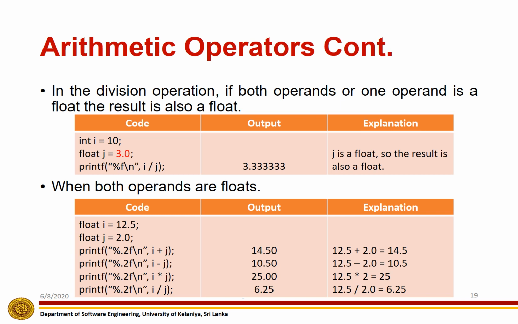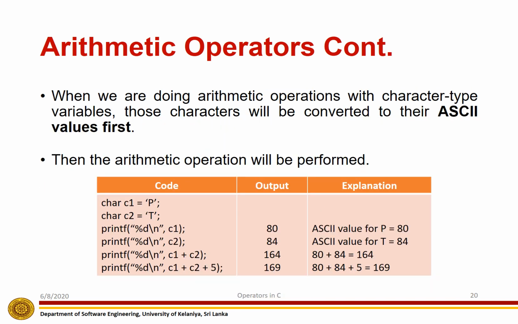When we are doing arithmetic operations with character type variables, those characters will be converted to their ASCII values first. After that only the arithmetic operation is performed. You can see an example in the slide.